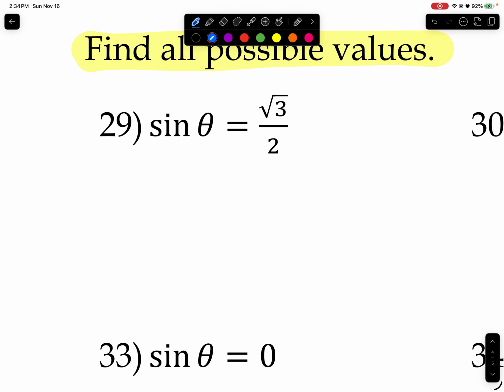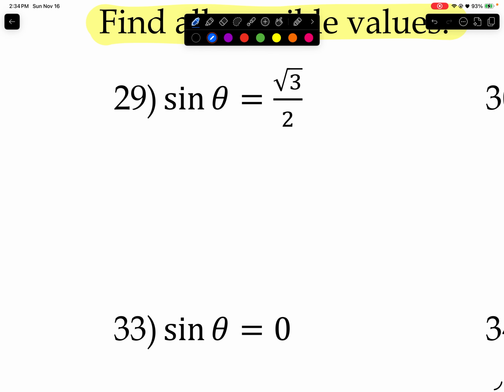What we're going to do is first just evaluate it as normal. So sine of theta equal to root 3 over 2. Well, sine is positive in quadrants 1 and 2, so that's going to be at pi over 3 and 2 pi over 3. Sorry, my brain stopped working for a second.